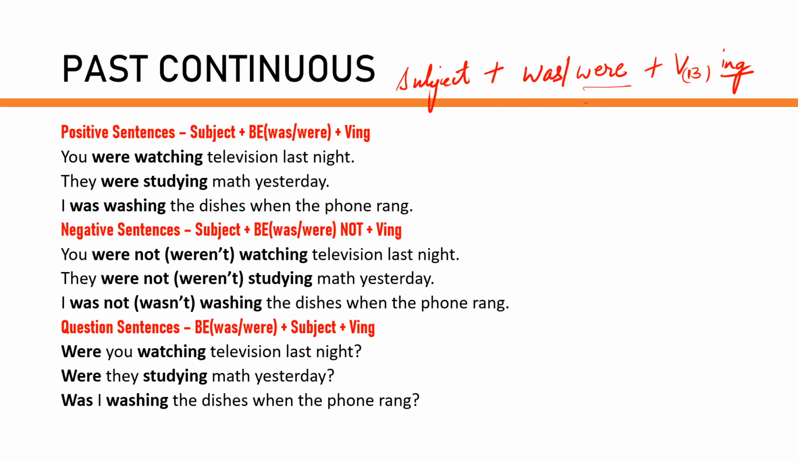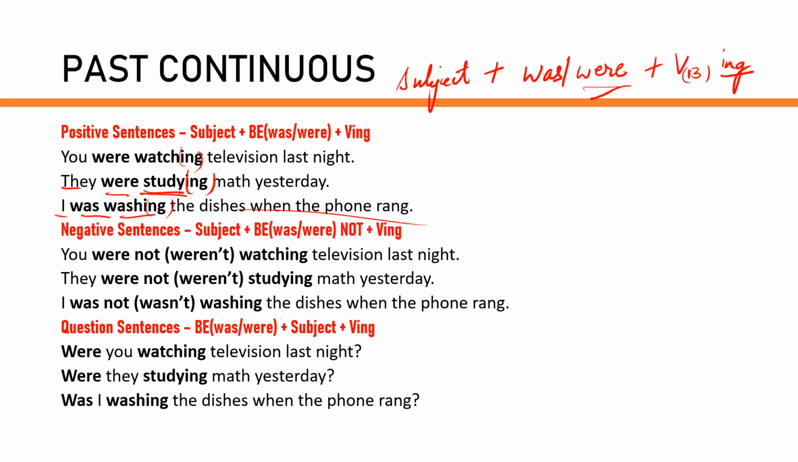If I say they, you will use were. We, again, were. They were studying. We were, base form study plus ing. Base form watch plus ing. I was washing, base form wash plus ing, the dishes, whatever.